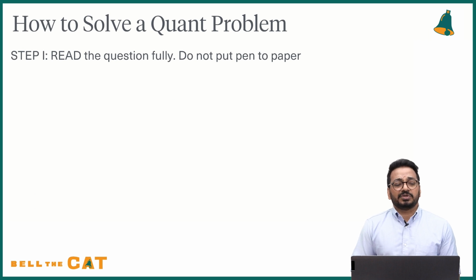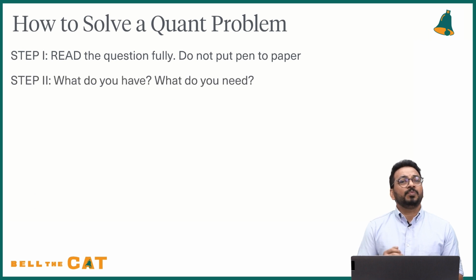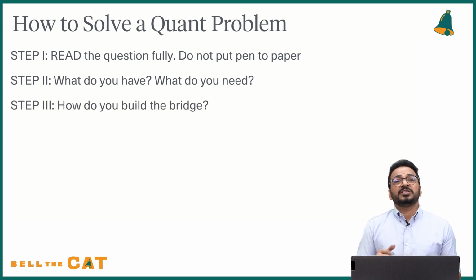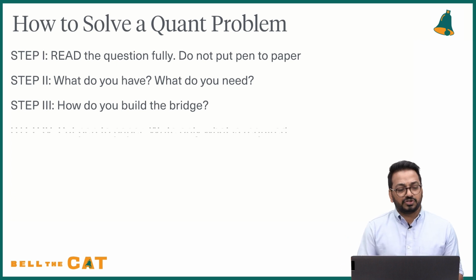Going back to summarize once more. Step 1, read the question fully. Do not put pen to paper. Step 2, what do I have? What do I need? Sometimes we miss exactly defining or understanding what I have. What I have is not just what is given, but also knowing what I can easily calculate from that. Step 3 is between what you have and what you need, how do you build that bridge?